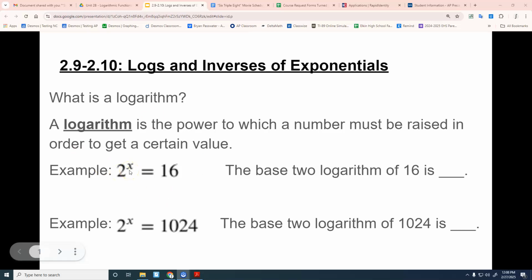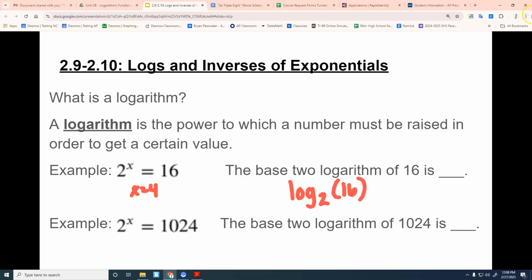that is not a logarithm. It's an exponential equation, right? But what value would I have to have there? What number would that have to be raised to? It would be 4 for that, right? So x would be 4 in that case. This could also be the base 2 logarithm, so log with a base 2 of 16.